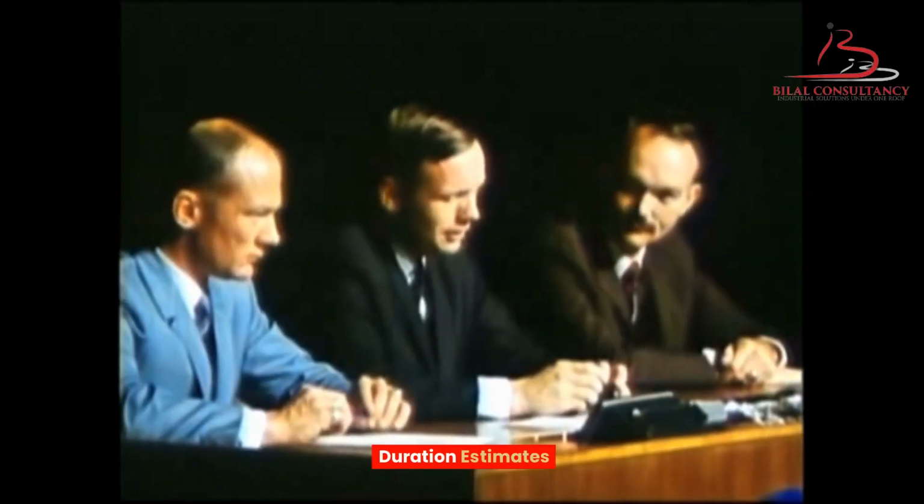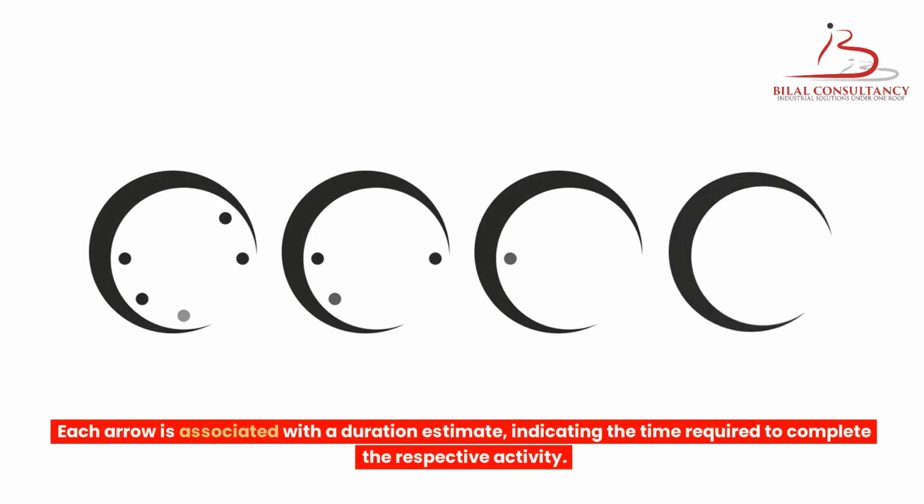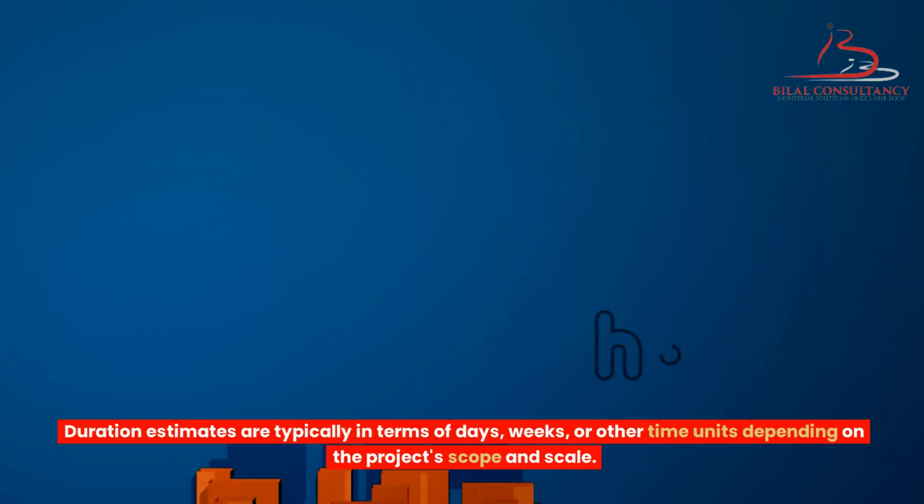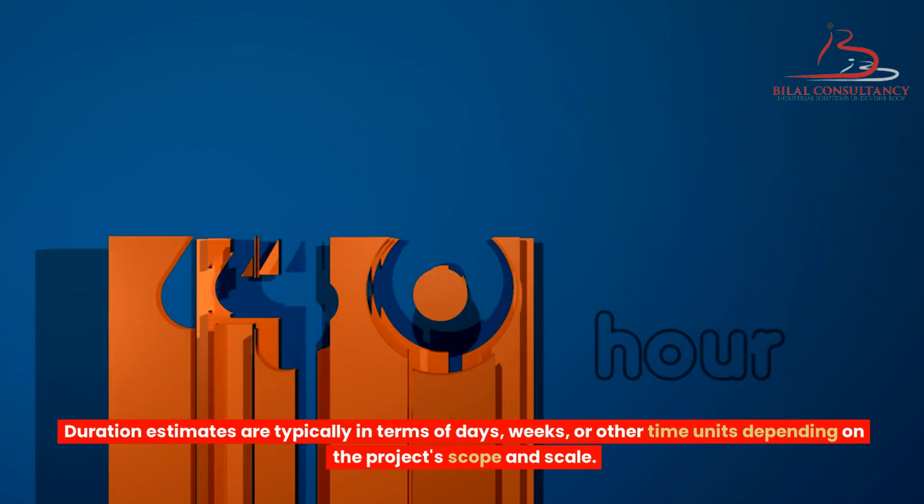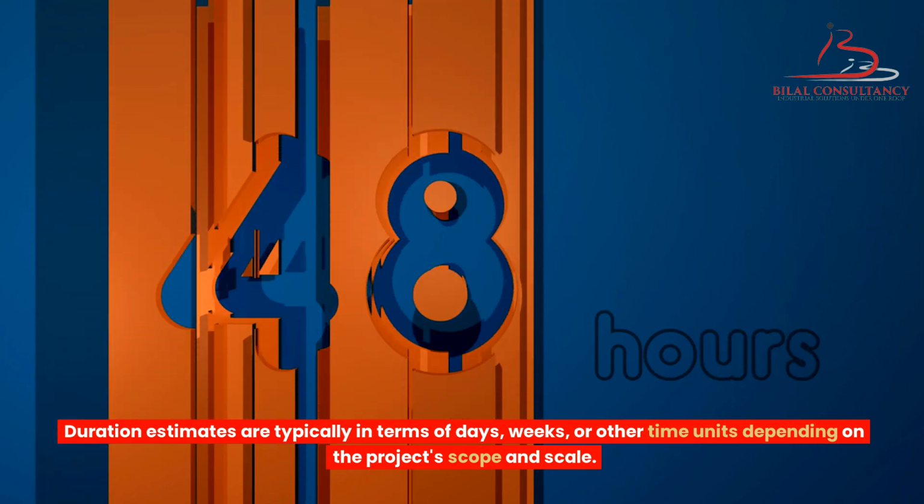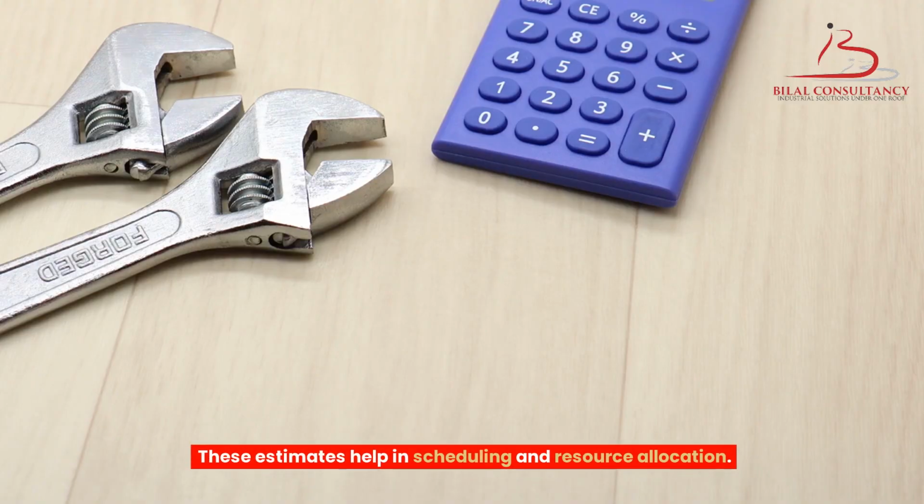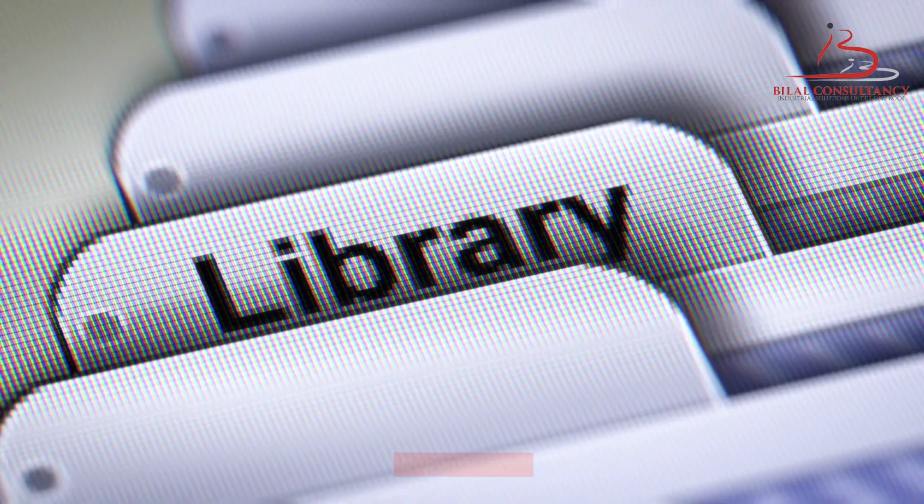Duration estimates. Each arrow is associated with a duration estimate, indicating the time required to complete the respective activity. Duration estimates are typically in terms of days, weeks, or other time units depending on the project's scope and scale. These estimates help in scheduling and resource allocation.